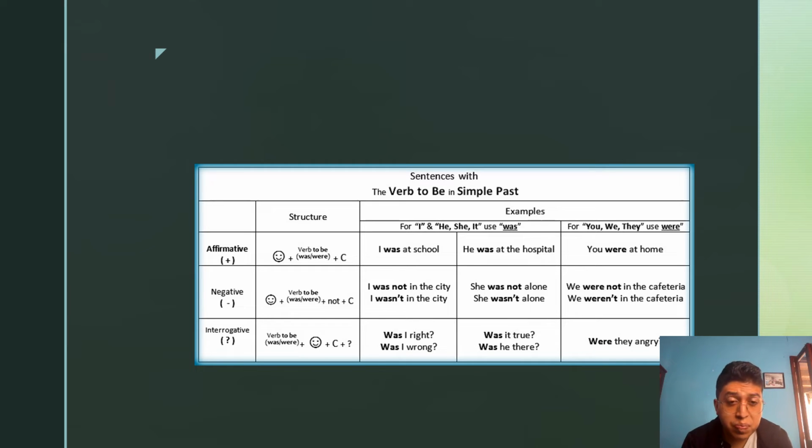Structure affirmative is verb to be: was, were. Structure negative is verb to be: wasn't or weren't. In interrogative is verb to be: was or were. Example: I was at school. I was not in the city.